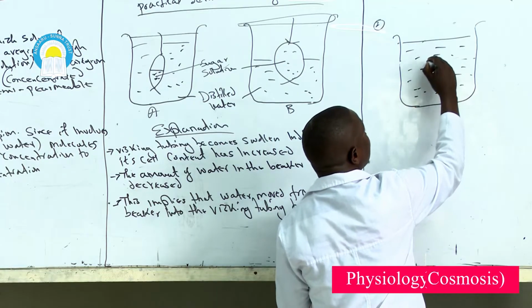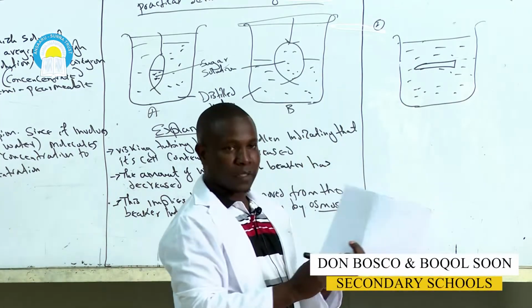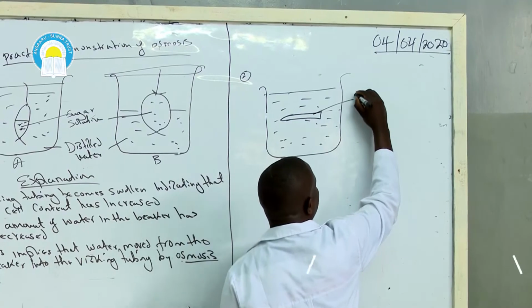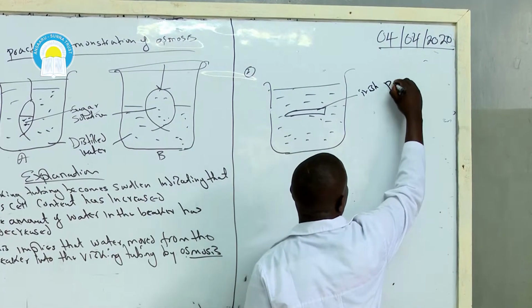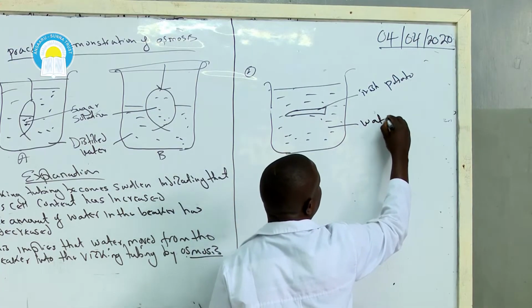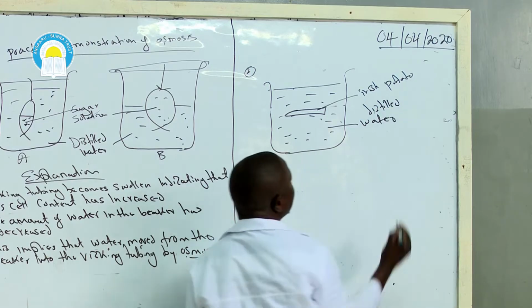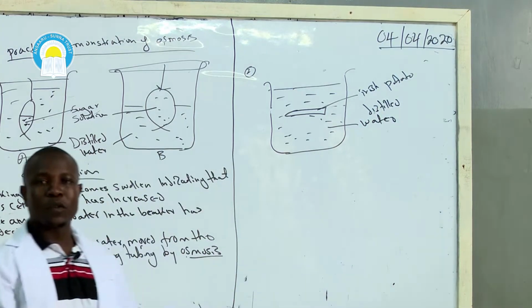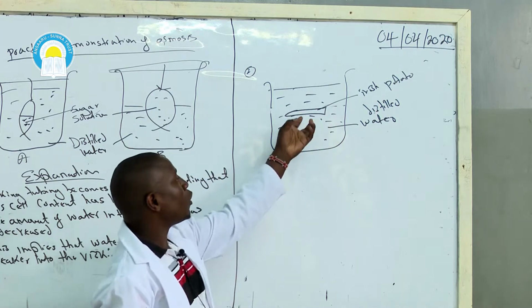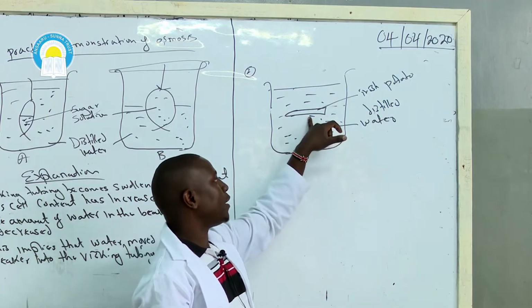So this one should be our Irish potato. So here, we mark it as what? Irish potato. And here is what? Water. That is distilled. Distilled water.